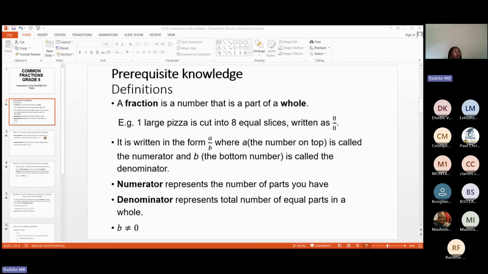So for us to be able to use this method successfully, first learners, we need to know what a reciprocal is. Now, when you multiply a fraction by its reciprocal, you must know that the product is always 1. The reciprocal is also called the multiplicative inverse.